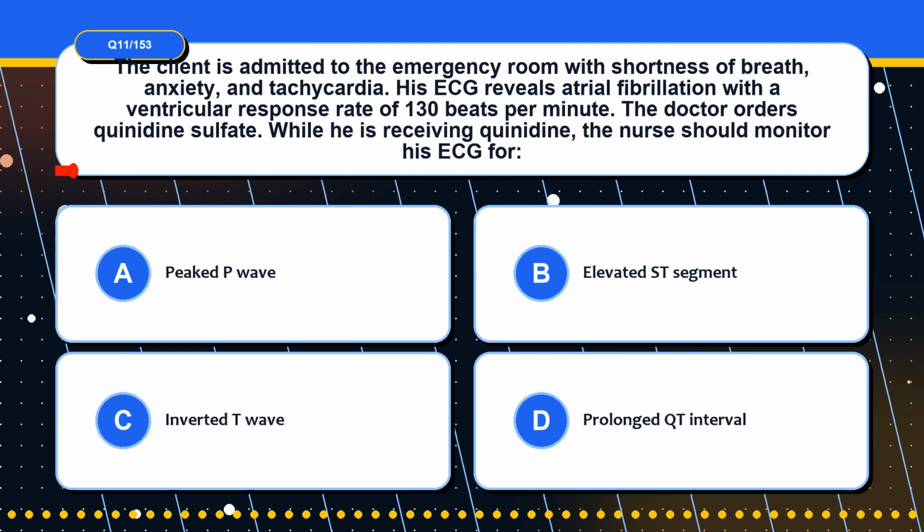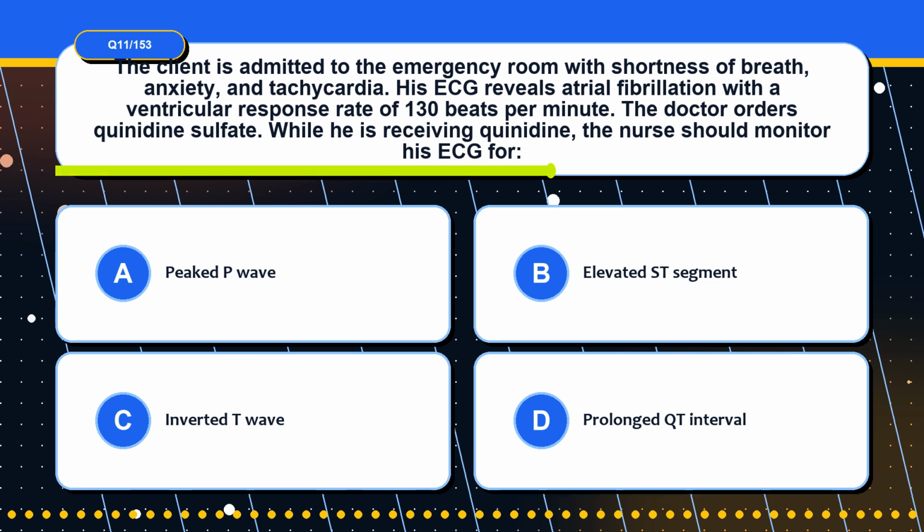Question 11. The client is admitted to the emergency room with shortness of breath, anxiety, and tachycardia. His ECG reveals atrial fibrillation with a ventricular response rate of 130 beats per minute. The doctor orders quinidine sulfate. While he is receiving quinidine, the nurse should monitor his ECG for.